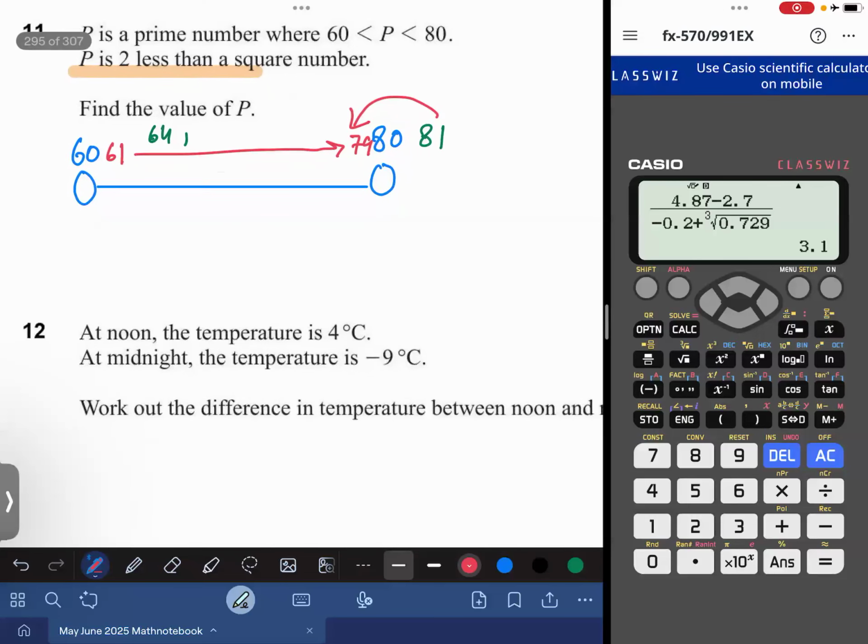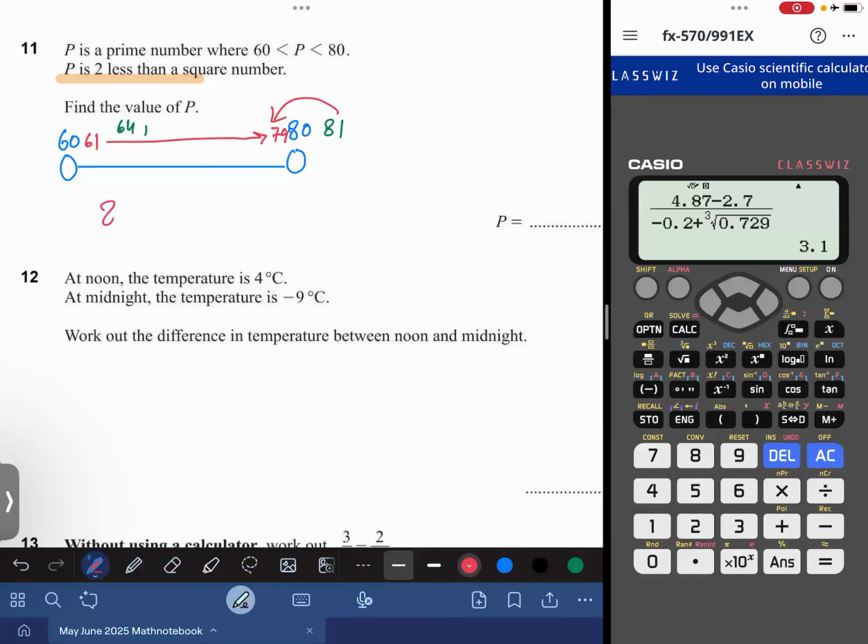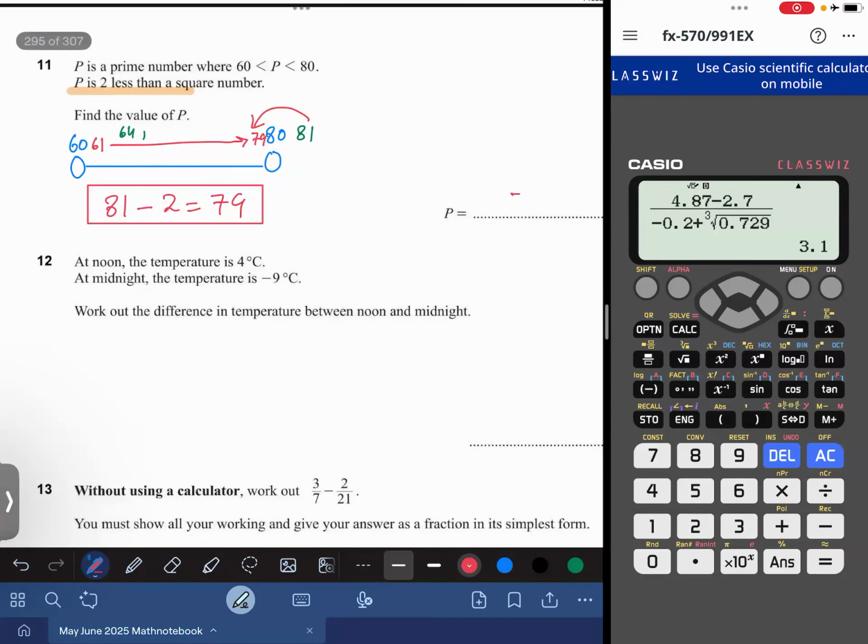Yeah, 79 is the answer because 81 minus 2 is 79 and 79 is a prime number. So Arsalan, I hope you got the idea. 81 is a square number and 81 minus 2 is 79, and 79 is a prime number. In this case 64 was also a square number, but if I subtract 2 from 64 it would be 62, which cannot be prime, right, Vadan? So yes, 79 is the value of P.